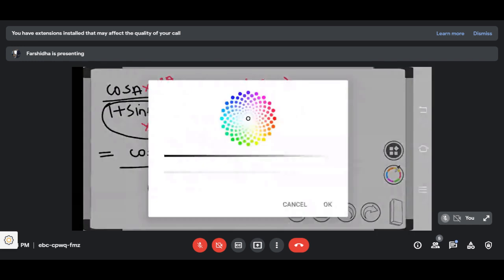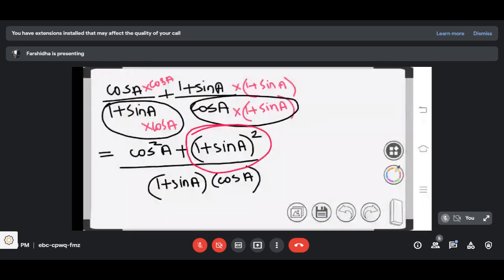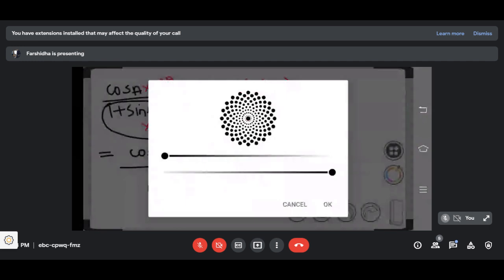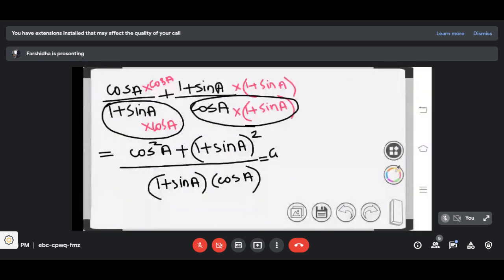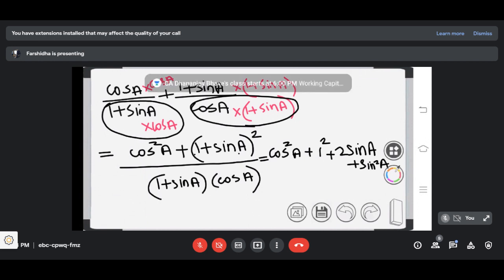So now here you can see this is in the form of (A plus B) whole square. So we'll expand that identity. Equal to cos square A plus (A plus B) whole square, A square plus 2AB, 2 into 1 into sin A plus B square. B is what? Sin A. So sin square A. Simply expanded (A plus B) whole square.